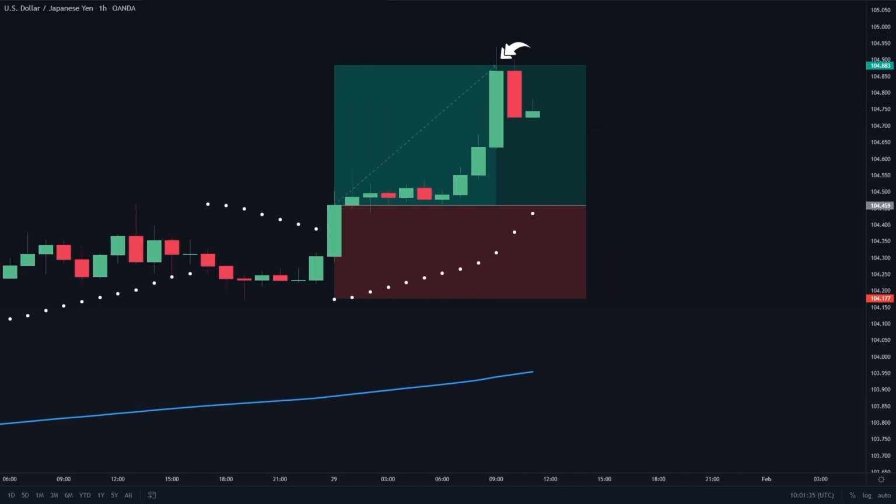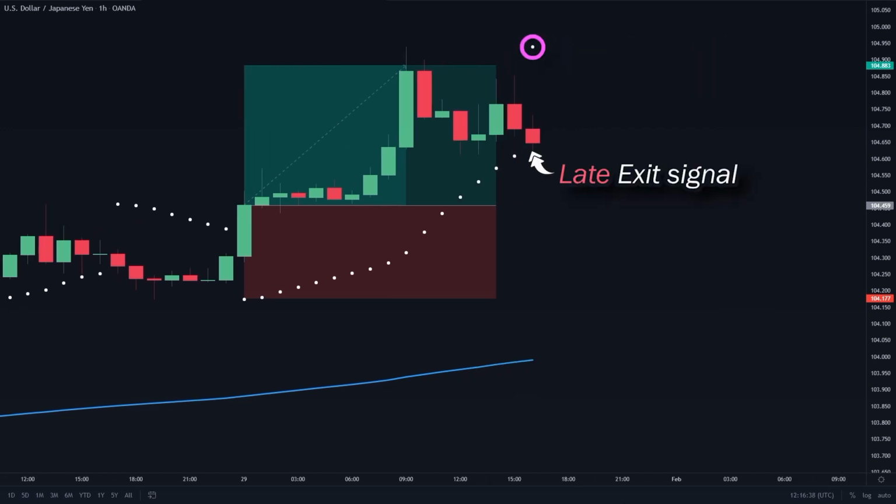And as you can see, using this exit strategy actually results in an earlier exit signal compared to if you waited for the dot to switch positions.